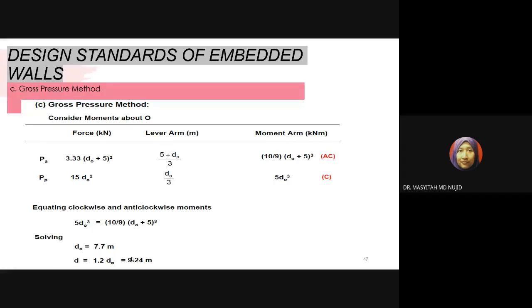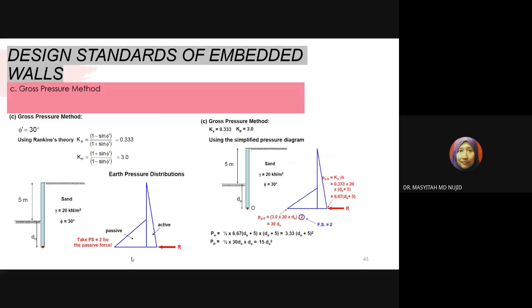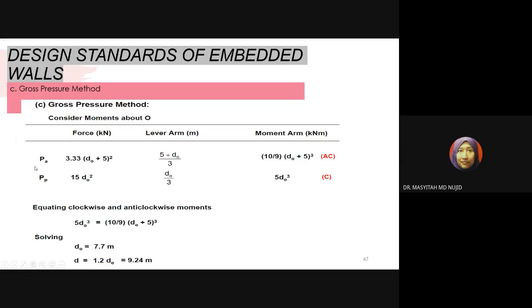Okay, consider moments about O at the top of the wall. So we have the active force, 3.33 times G naught plus 5 power 2, and the passive force is 15 D naught power 2, and these are the lever arms. So equating clockwise and anticlockwise moments, the final D is 9.24.